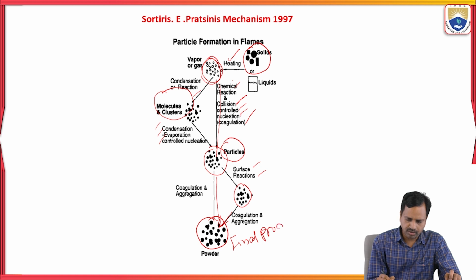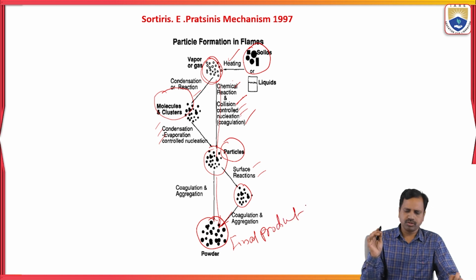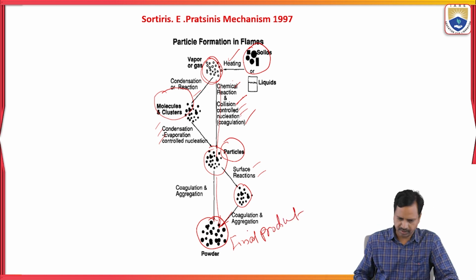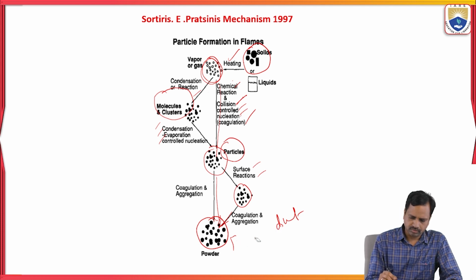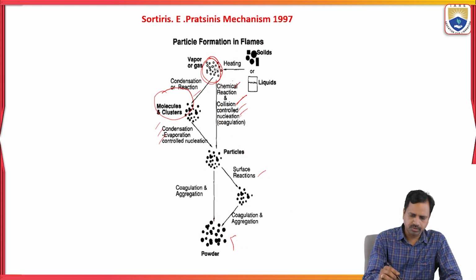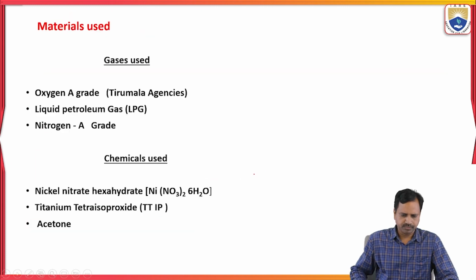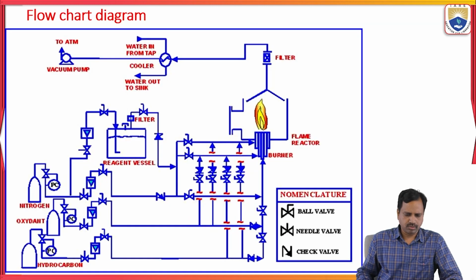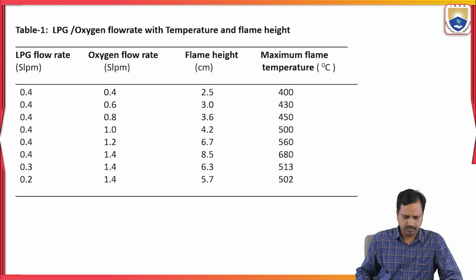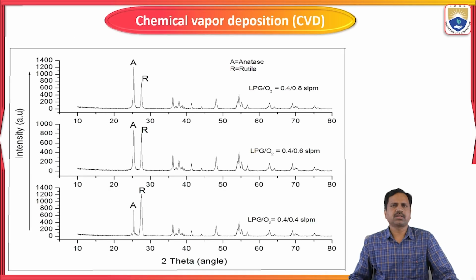So these are the final products we observe in the flame synthesis method. This mechanism was explained by Pratsinis in 2007.